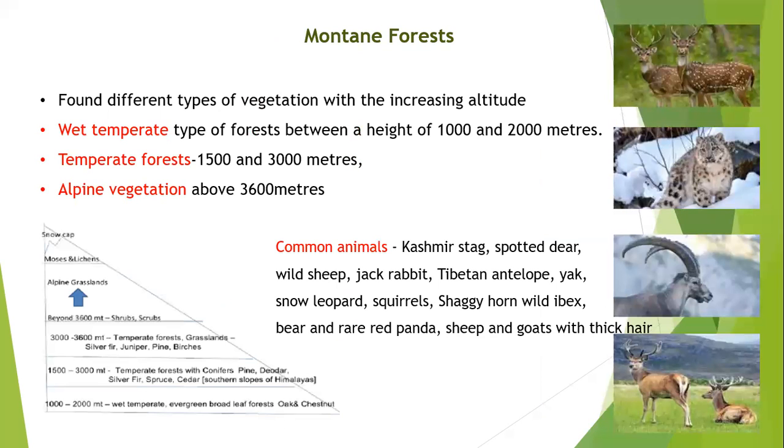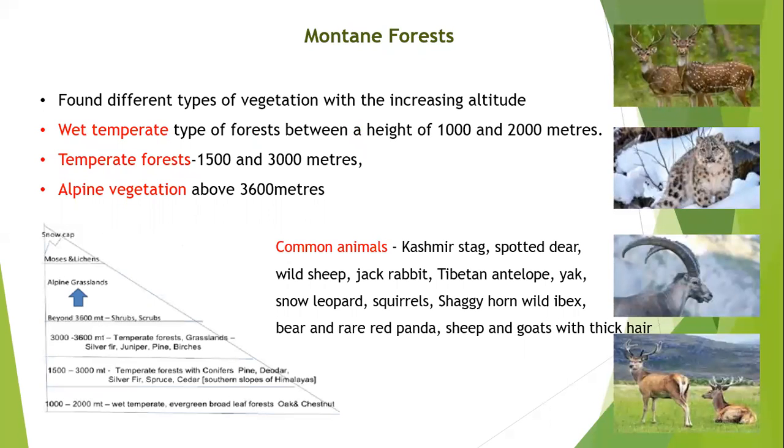The next forest we will learn about is the montane forest. The Himalayas and the higher hills of northeastern and peninsular India have montane vegetation. Here, the vegetation varies with altitude. When the temperature decreases and the altitude increases, it leads to a corresponding change in the natural vegetation. So, the vegetation changes according to the height.